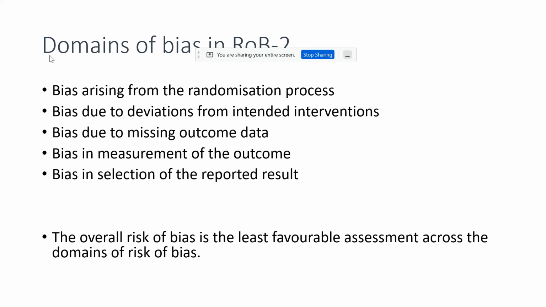So for instance, in the randomization process we have low. In deviations from intended interventions, we have some concerns. Missing outcome data, we have low. Measurement of the outcome, we have low risk. And selection of the reported result also, we have low risk. Then what do you think will be the overall risk of bias? Can somebody please tell what will be the overall risk of bias if the assessment is low, some concerns, low, low, low in the 5 domains respectively?